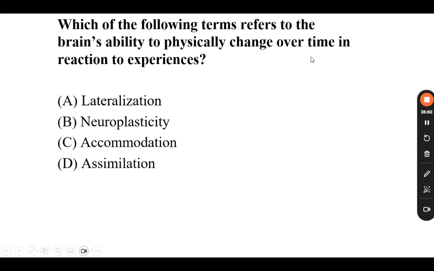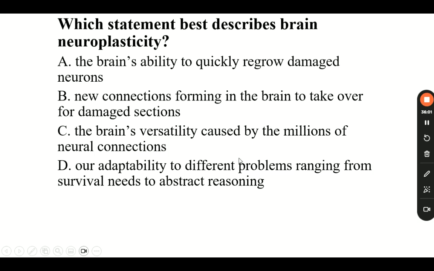All right. The answer is B. I think in 2024 they changed it to brain plasticity. This is not an easy question. The answer has to do with damaging the brain. And A looks good, but it's not about neurons. It's about the whole brain. So the answer is B. That's a tricky question. C and D are not about brain damage, so that's why it's not C or D.